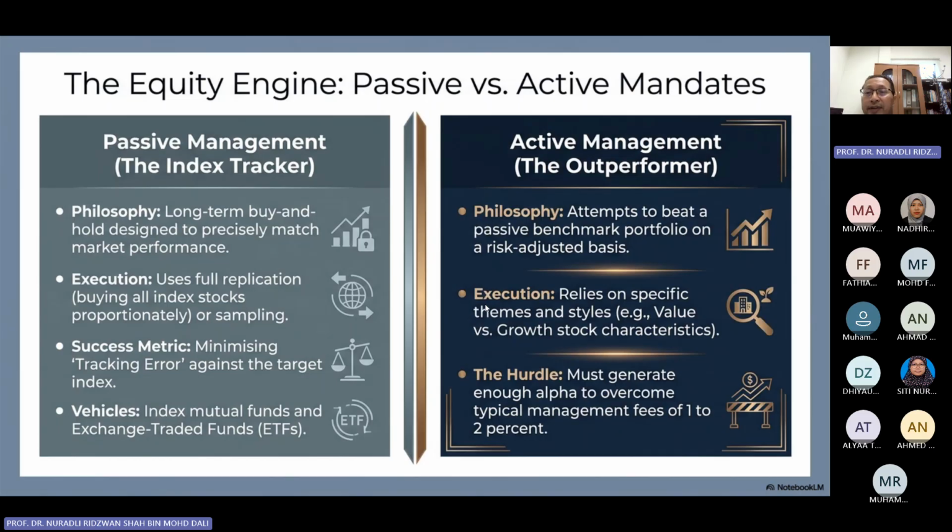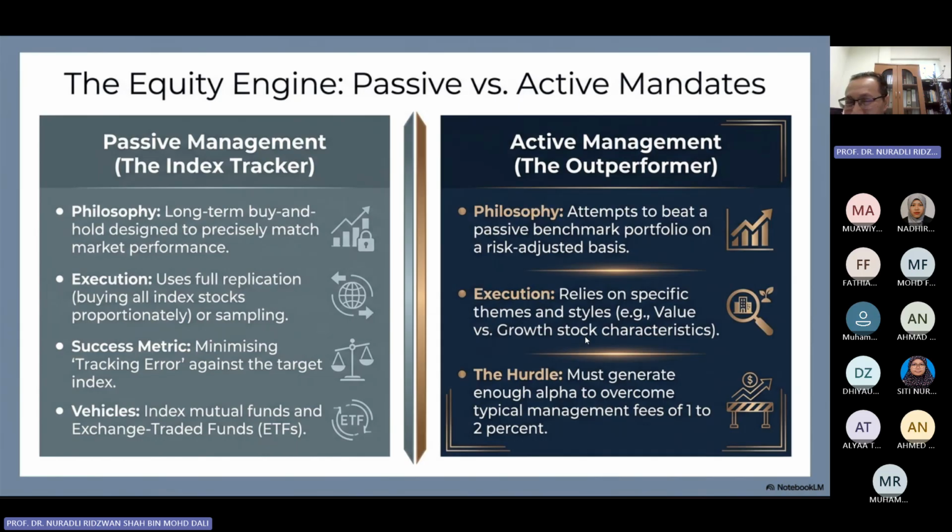But for active management, the philosophy is that you try to beat the benchmark or the market. This is how you do it: you have to buy and sell, buy and sell, and you try to find the unicorn of the stocks in the stock market.